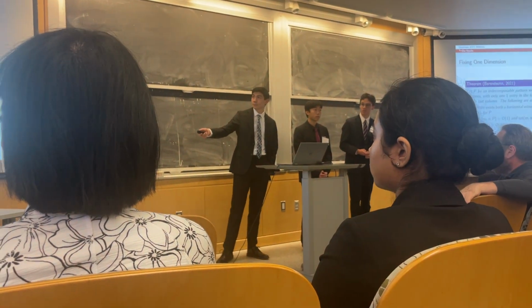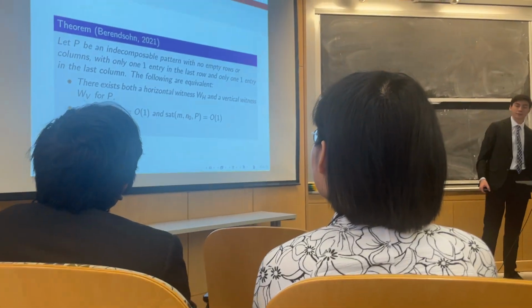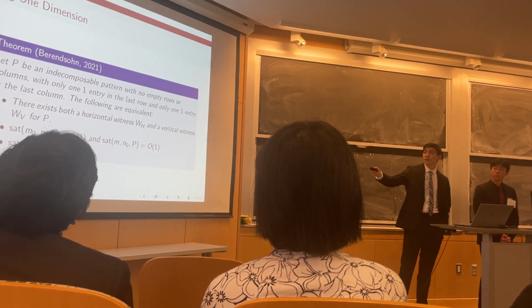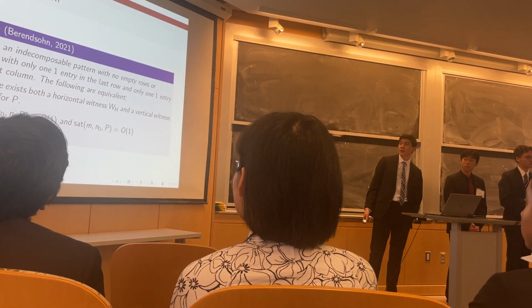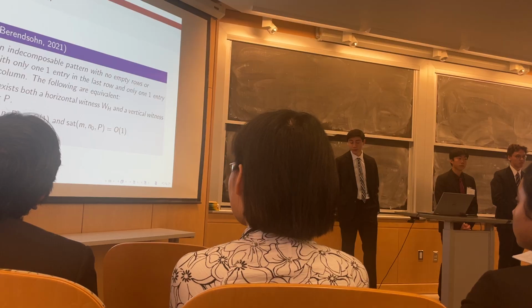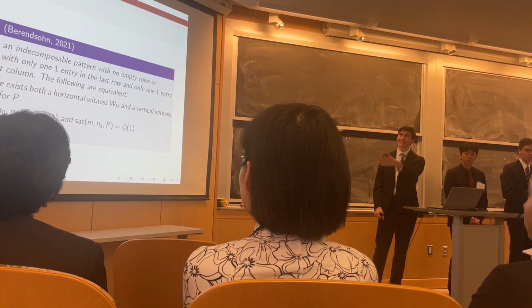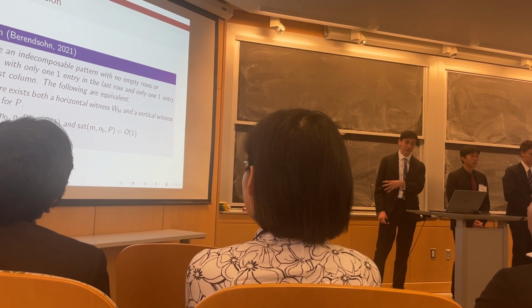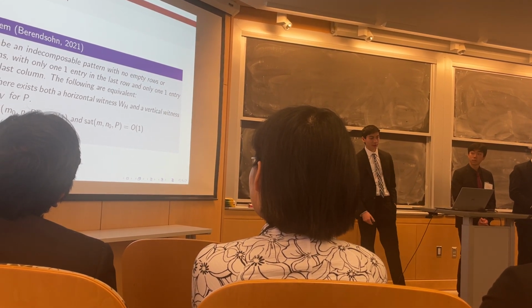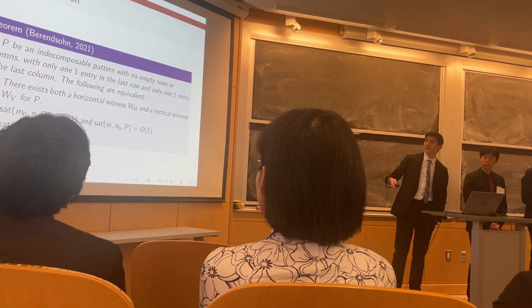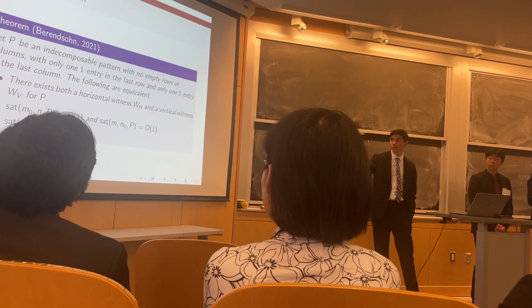Now there has been some prior work done on this subject. Berenson showed that for all patterns P that satisfy this condition on the last row and the last column, we necessarily have that the relation holds. So if you have a pattern P that only has one 1 in its last row and one in its last column, subject to rotation, then all you have to do to show that P has a bounded saturation function is to construct a horizontal witness and a vertical witness for P.